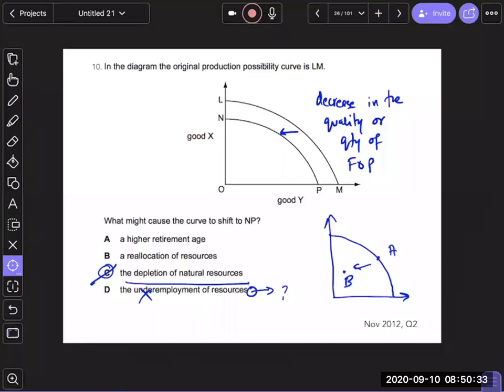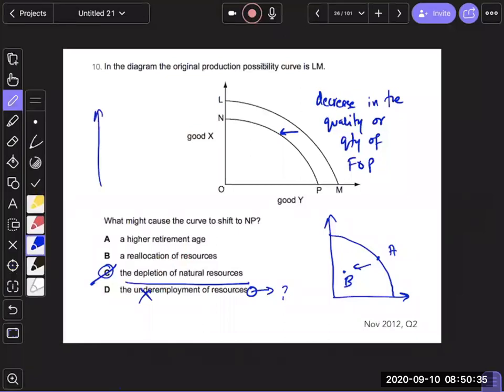Number reallocation of resources. Somebody is saying why not B? Reallocation of resources only results in this to happen. If I was at A, if I reallocate resources, I'm going to go to B. It's a movement along the curve. Higher retirement age means people are retiring later, which means PPC should shift to the right. Got it? Is everyone happy with all the answer choices?